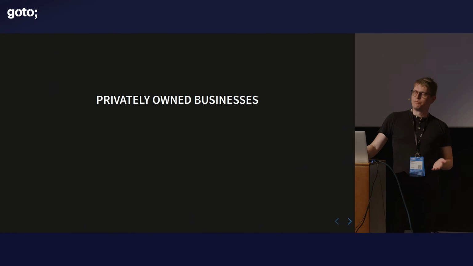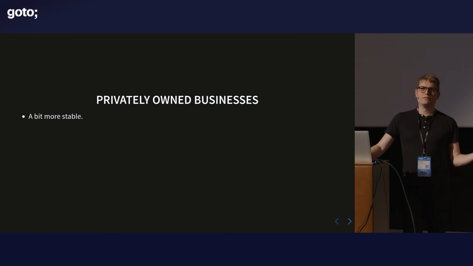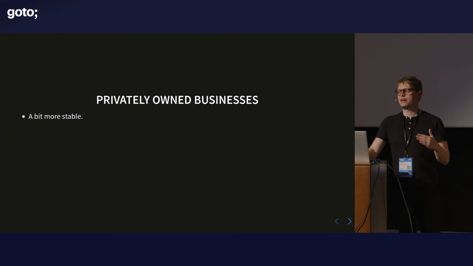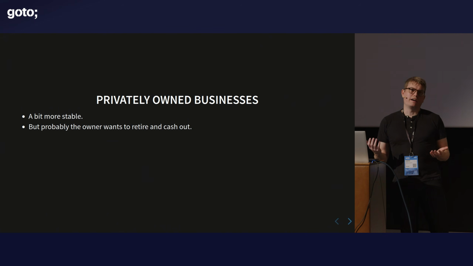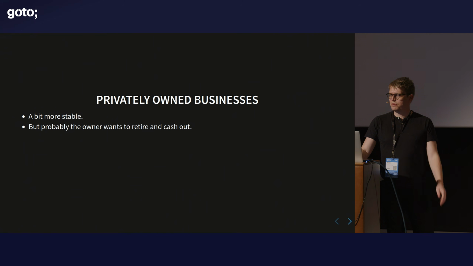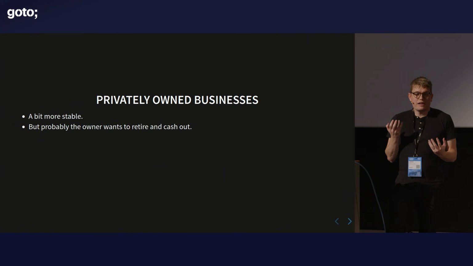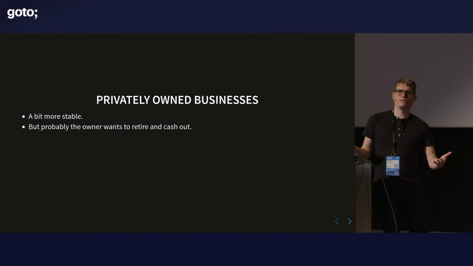Let's talk about privately owned businesses. These are a bit more stable. They're not trying to do that hockey stick thing, so they're more of a steady trajectory. But probably the owner wants to retire and cash out at some point. They get old, they want their kids to go to college or something like this. Sometimes it stays a family business, but this relies on brittle factors. Maybe one of your children doesn't want to take on the mantle.